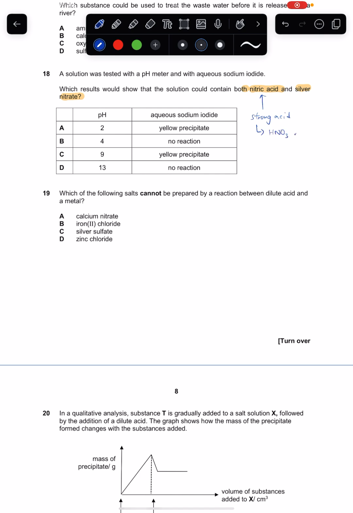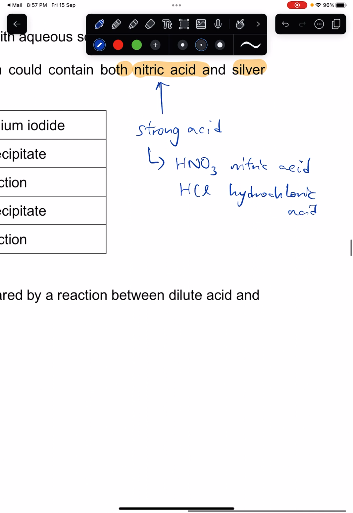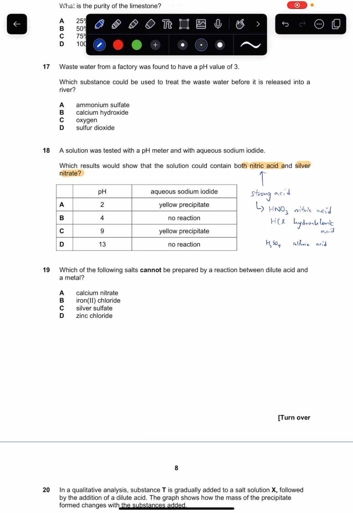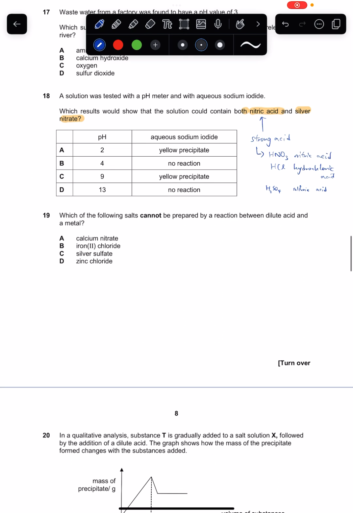Nitric acid, hydrochloric acid, and H2SO4 sulfuric acid. So by default, these are the three strong acids you learn. Every acid that you come across should be weak, unless they say otherwise. So these are the three strong.